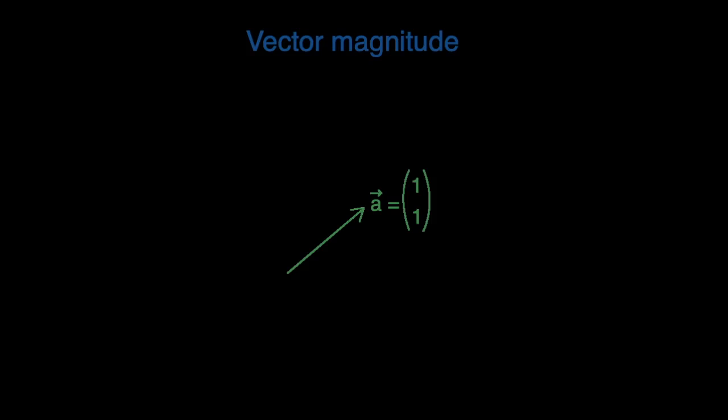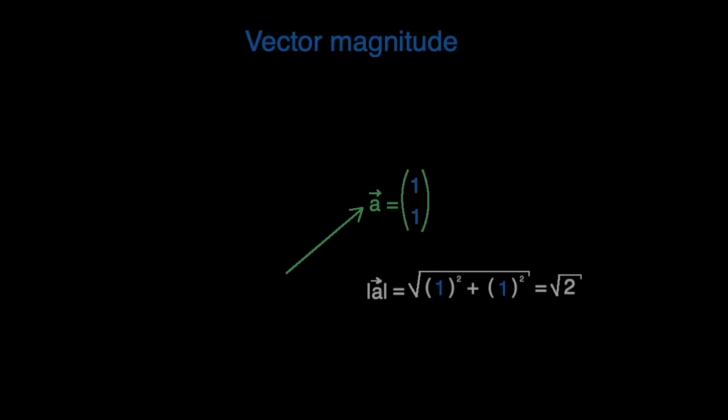Just notice 1 and 1 represent the x and y coordinates, so we can deduce from Pythagoras' theorem that the length of the vector is the square root of the squares of the x value and y value, so the square root of 1 squared plus 1 squared, which gives the square root of 2. So, the length of the vector A is the square root of 2.